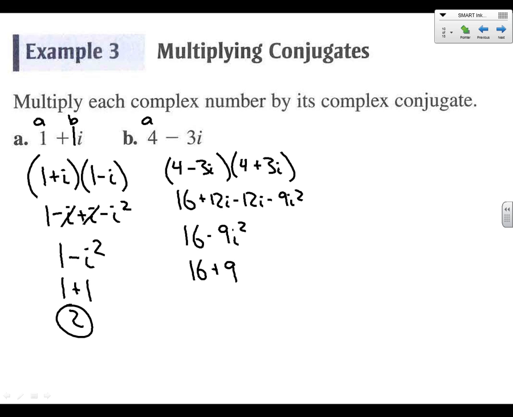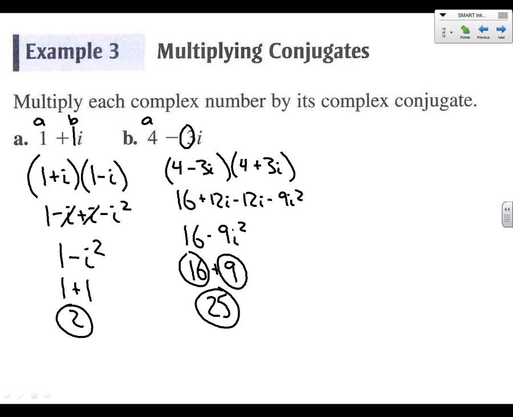Take a look at our a. Our a is 4, so we get 16. Our b is 3, so we get plus 9. So we'll have a squared plus b squared. If we add them, we get 25.